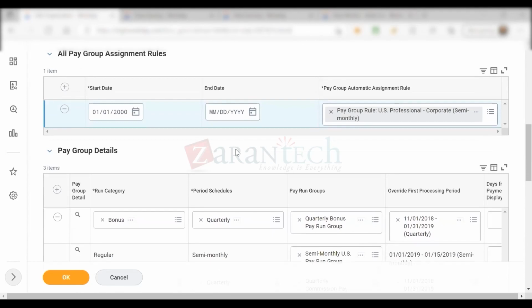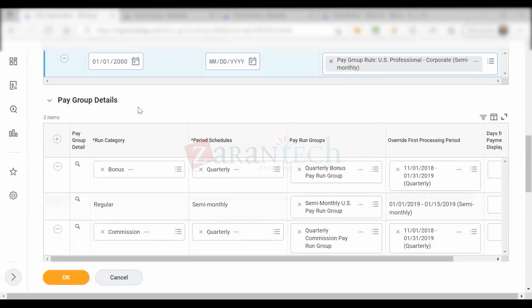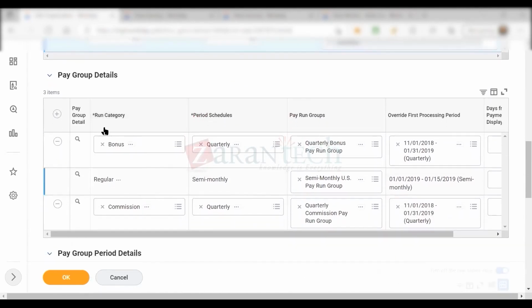So the next section on pay group is pay group detail. This is a place where we plug in all our run categories. If my pay group is semi-monthly, in this example, we have 3 run categories: one for regular payment, one for bonus payment, and one for commission. I just plug in my run categories, and the moment I plug in my run categories, on my run category, I include my period schedule.